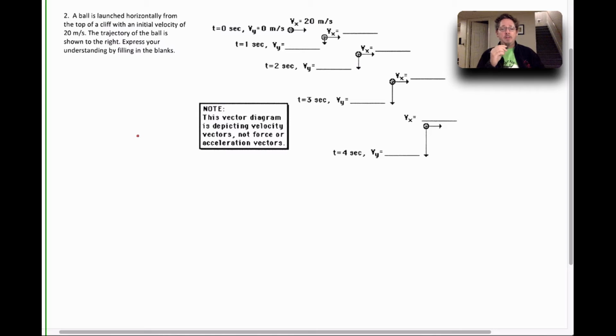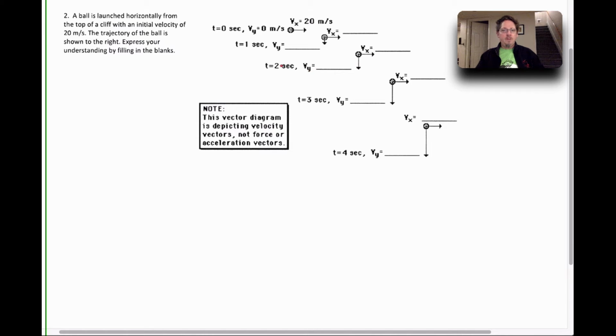Now, when we don't know what else to do, when we're feeling a little overwhelmed, we like our GUESS acronym of givens, unknown, equation, and stuff. But when you really don't know what to do, start by very carefully defining what the unknown is. What were we being asked to find? So look at the blanks here. I want the y velocity after 1 second. I want the x velocity after 1 second.